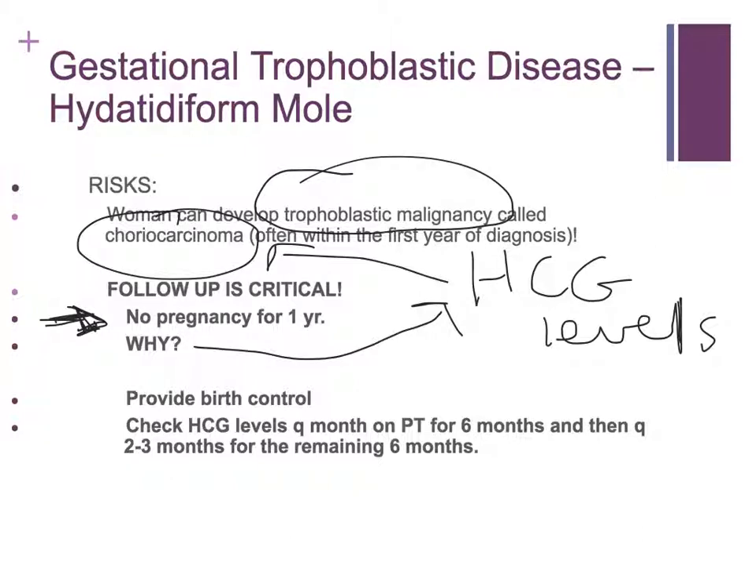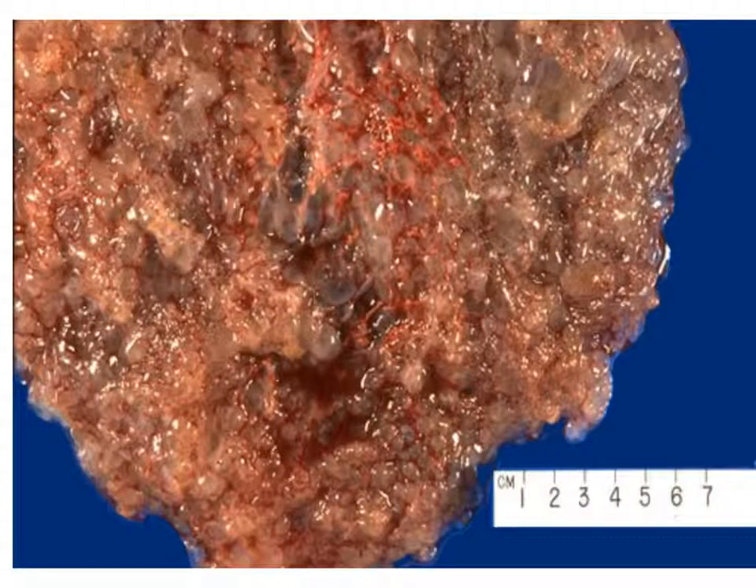And I have written down here, it's every month for the first 6 months, and then we go a little further out, every 2 to 3 months for those follow-up 6 months. But this is really hard if you want to be pregnant and you're being told you can't be for a year. But the education about why is hugely important. This again is showing you a molar pregnancy.